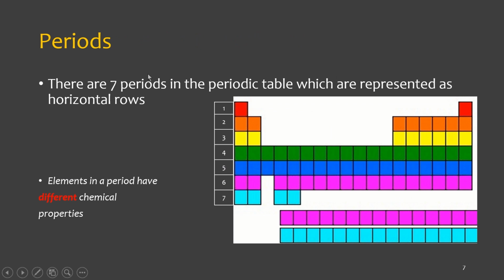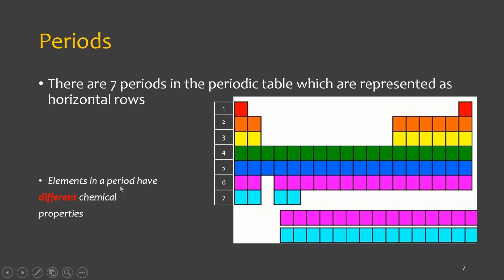Periods. There are 7 periods in the periodic table, which are represented as horizontal rows. So this is the very first horizontal row. It is the shortest period with only 2 elements, hydrogen and helium. Then the second horizontal line, then the third, fourth, fifth, sixth, and then seventh. The sixth and seventh are the longest periods of the periodic table.